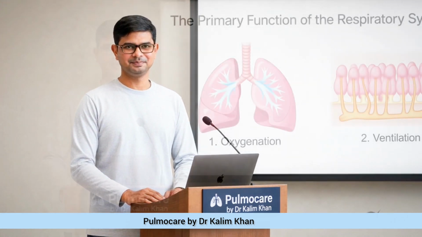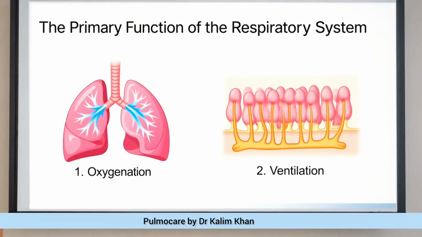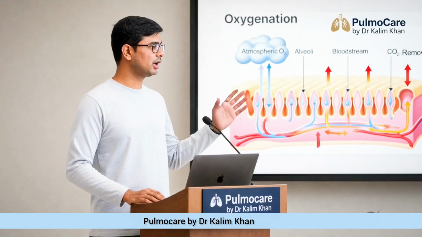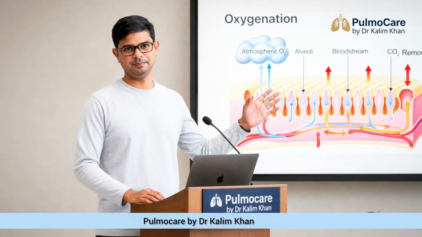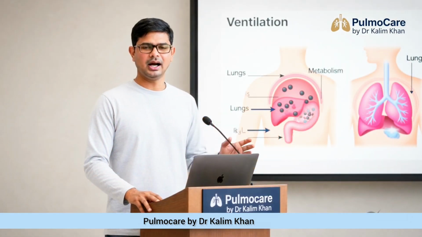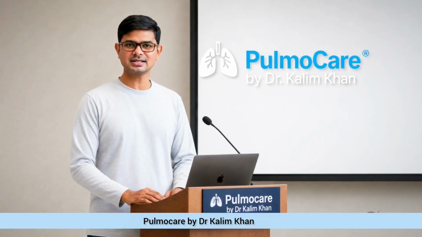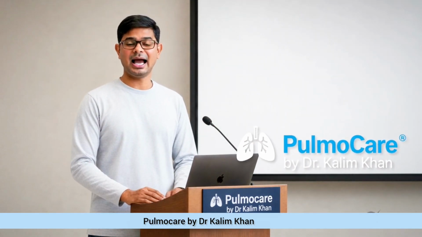Let's begin with the primary function of the respiratory system. The lungs have two major responsibilities. The first is oxygenation and the second is ventilation. Oxygenation means delivering oxygen from the atmosphere into the bloodstream. Ventilation means removing carbon dioxide produced by the body's metabolism. Understanding these processes is key to respiratory care. When either of these functions fails, respiratory failure develops and mechanical ventilation may become necessary.